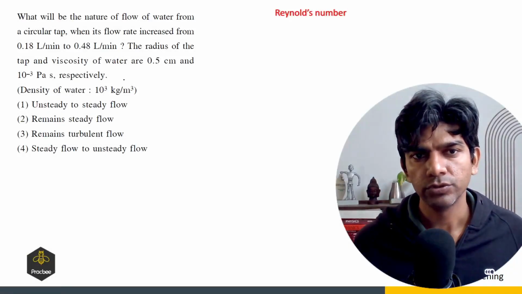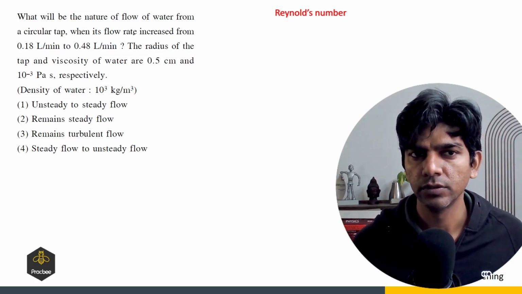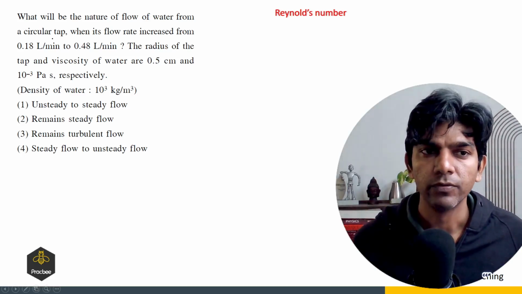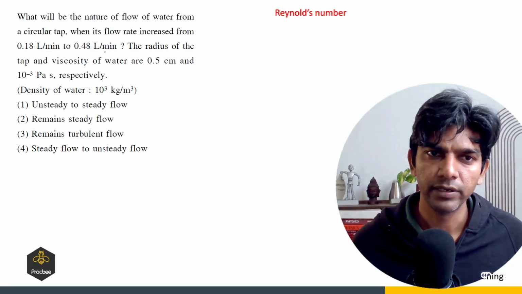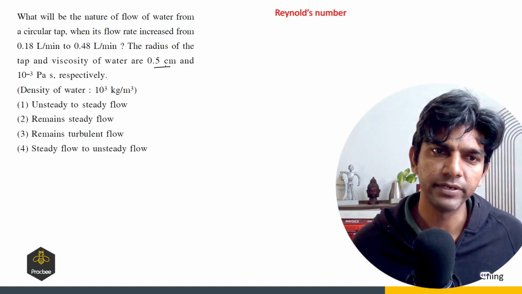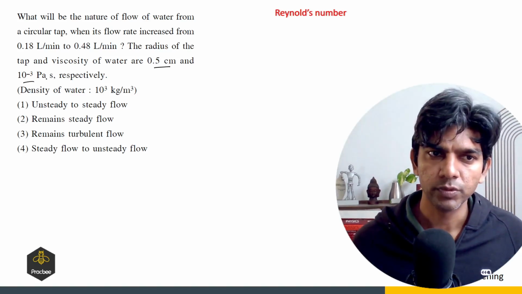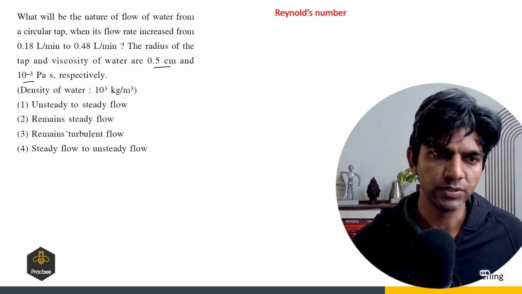Now let us see this question, which is based on Reynolds number. What will be the nature of the flow of water from a circular tap when the flow rate is increased from 0.18 liters per minute to 0.48 liters per minute? The radius of the tap and the viscosity of the water are 0.5 centimeters and 10^-3 Pascal seconds. Density is given as 10^3 kilograms per meter cube.